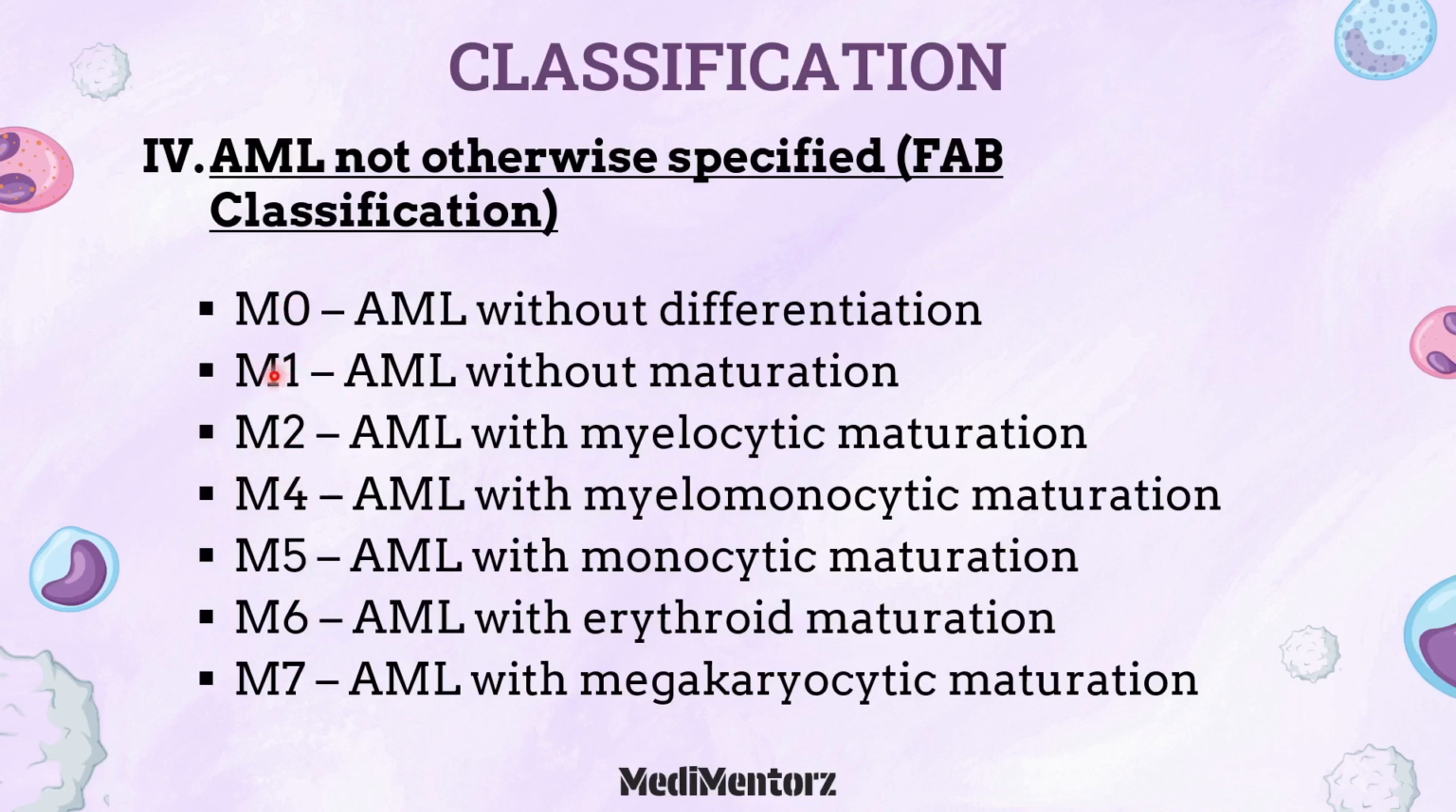So the M0 to M7 denotes: M0 is AML without differentiation, M1 is AML without maturation, M2 is AML with myelocytic maturation, M4 is AML with myelo and monocytic maturation, M5 is AML with monocytic maturation, M6 is AML with erythroid maturation, and M7 is AML with megakaryocytic maturation. By seeing this, you guys will get confused and find difficulty in remembering this. So to remember it in an easier manner, let's put this into a flowchart.